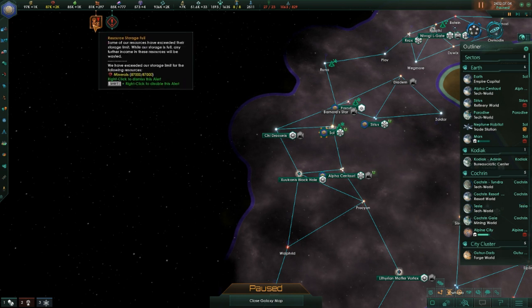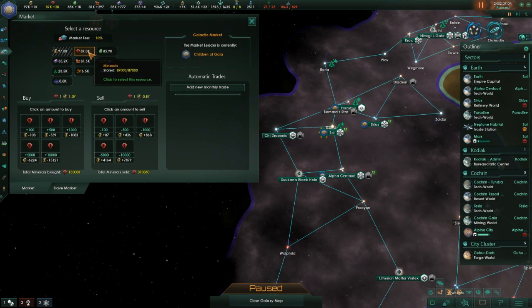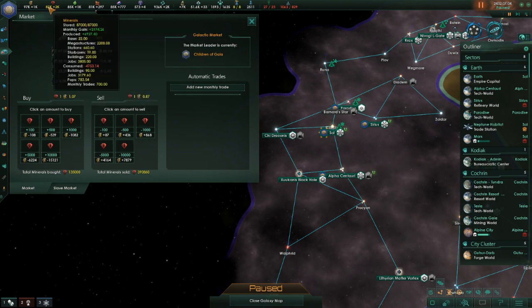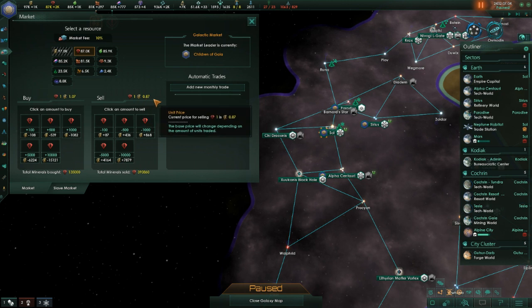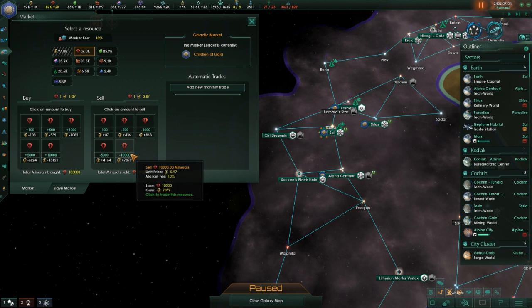So, let's take a look and let's sell some of these excess minerals. After all, I'm making a ton of them. I don't need all these. Okay, so over here you could see that the buy cost went up to 1.07 minerals per tick. The sell cost per mineral is at 0.87 minerals a tick, which I think actually means I will net a profit by selling this, because I was at 0.81, now I'm at 0.87. Awesome.